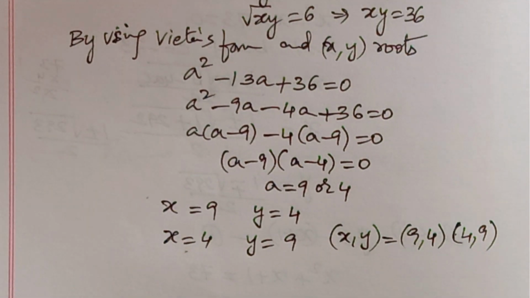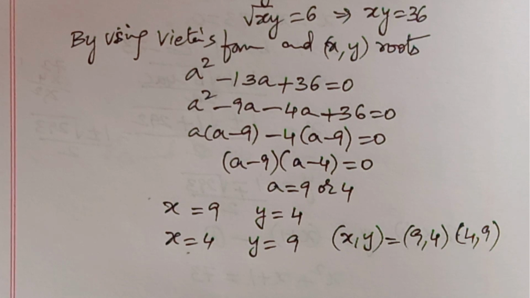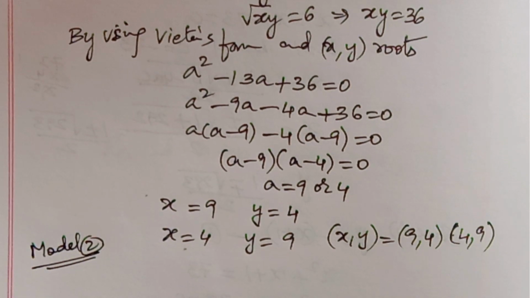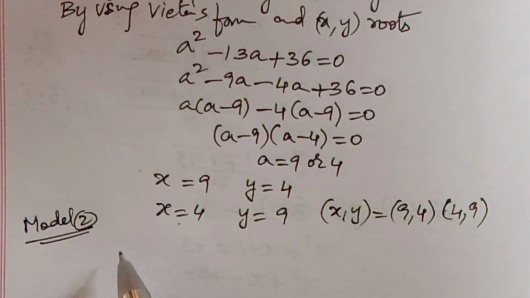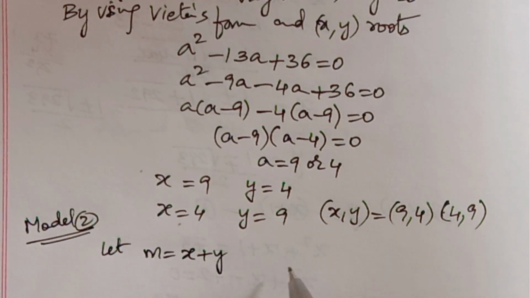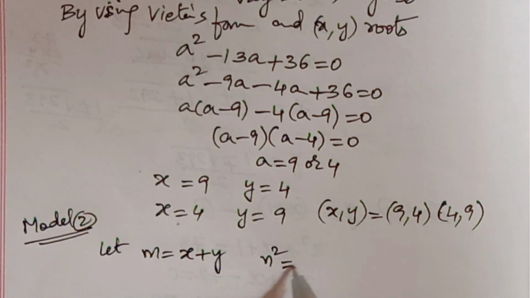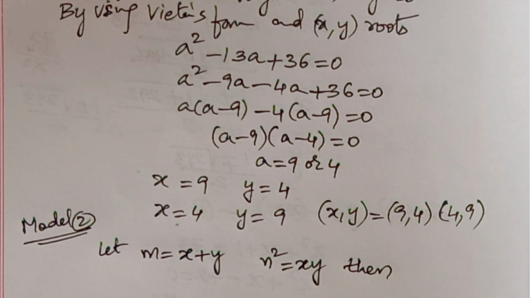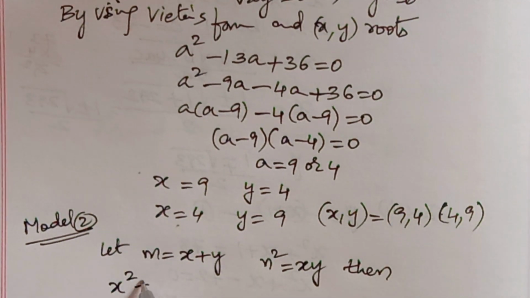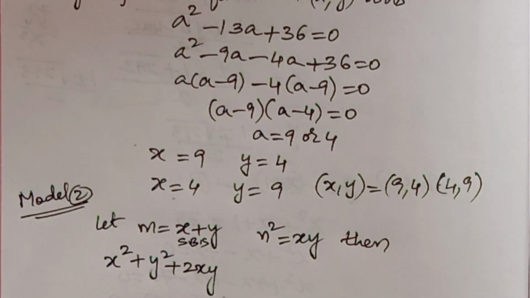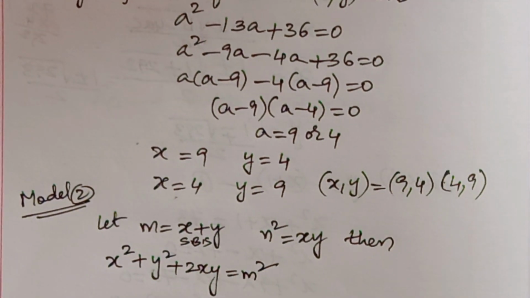This is the first model. Now, if you go to the second model, this model is somewhat easy. Here let m is equal to x plus y, and n square is equal to xy. Then squaring on both sides, x square plus y square plus 2xy is equal to m square.